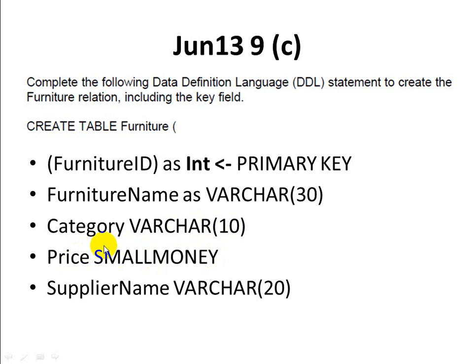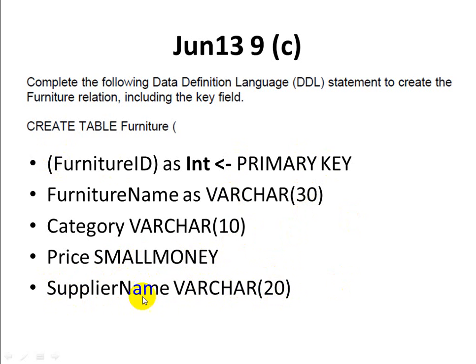Price, small money, I like that. I haven't come across that one in reality in working with databases for many years. If you said currency, I would think that's completely acceptable. Currency, small money, that's an interesting one. I'll look more into that if you want me to, but currency is the obvious one, but the examiners say small money. Supplier name, varchar 20, supplier name. Okay, suppliers could be bigger than that, but you decide what's sensible.